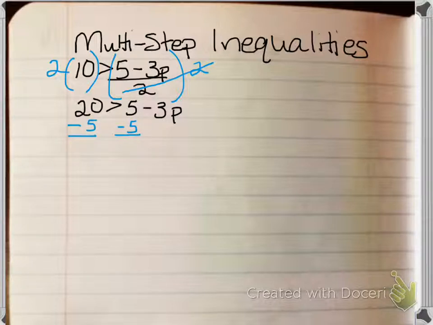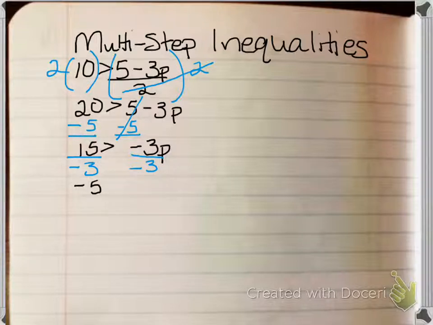What that leaves us with is 15. Since again we're not multiplying or dividing by a negative number, we're going to leave our inequality sign the same. The 5's on the right side have canceled out and we're left with a negative 3p. Now we need to work on moving that negative 3 away. It is attached to the variable, so we're going to move it by dividing both sides by a negative 3. On the left side, we've got 15 divided by negative 3, which is a negative 5. Now we need to remember the rule that we talked about yesterday.